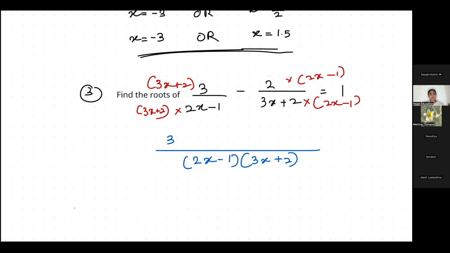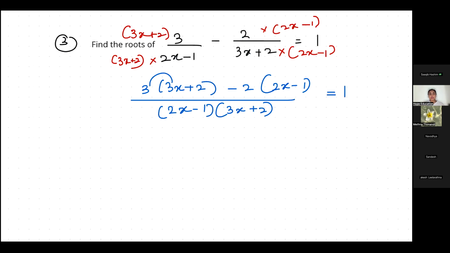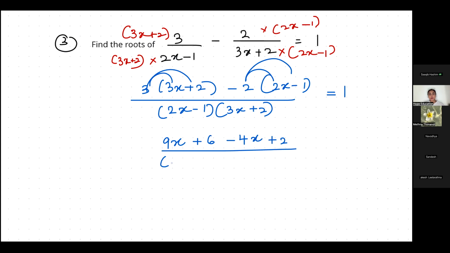Okay? Right. So 3 multiplied by 3x plus 2 minus 2 multiplied by 2x minus 1 equals 1. So 3 times 3x is 9x. 3 times 2 is 6. Minus 2 times 2x is minus 4x. Minus 2 times minus 1 is plus 2. Divided by 2x minus 1, 3x plus 2 equals 1.